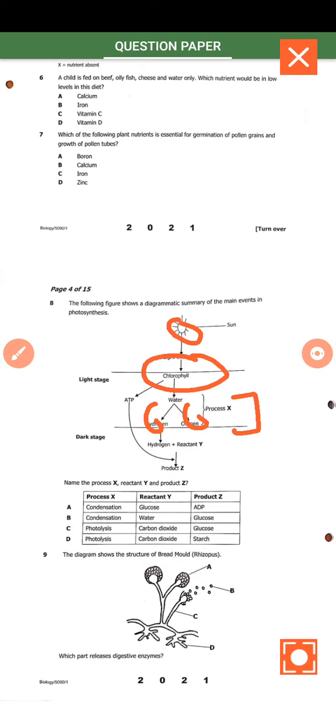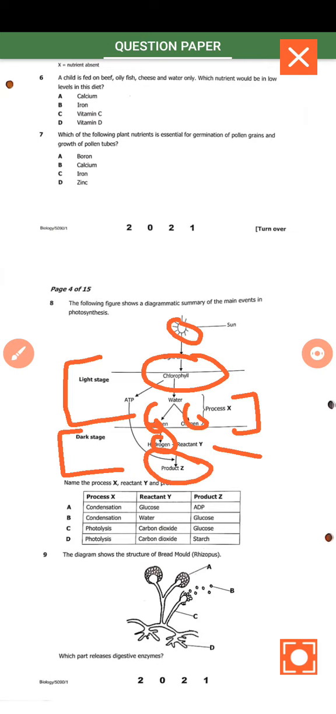The process X is photolysis, and photolysis will produce hydrogen and oxygen. Then the hydrogen is used in the dark stage. So where we are using sunlight is the light stage, and there is a stage where we don't use sunlight, which is the dark stage. In the dark stage, the hydrogen that was produced will react with another compound, which is carbon dioxide, to produce glucose.